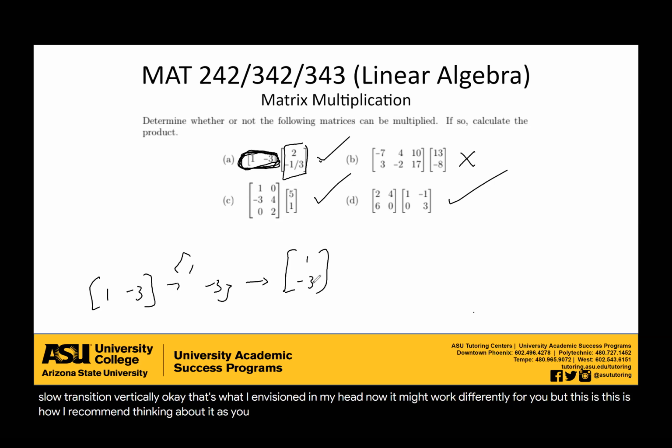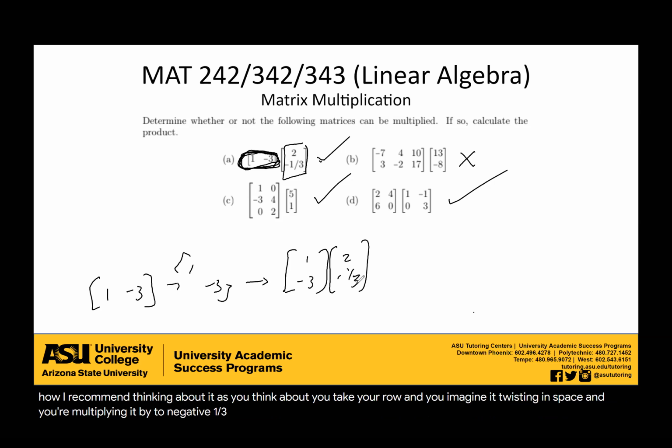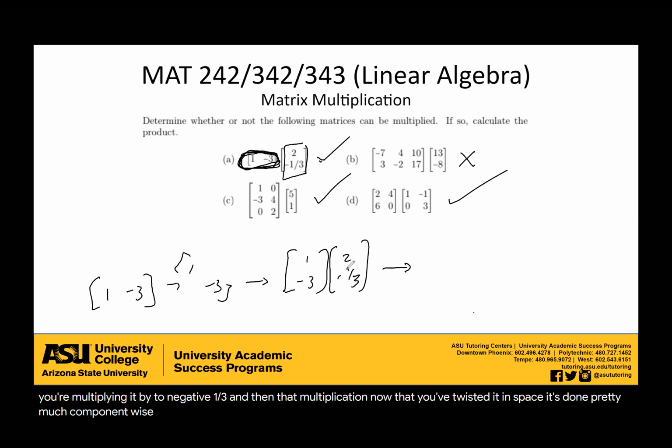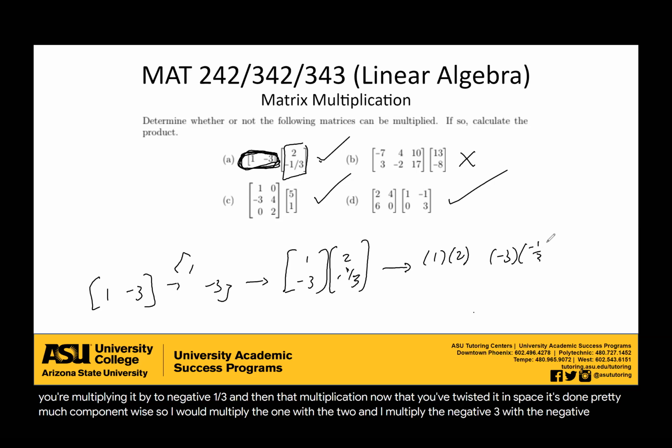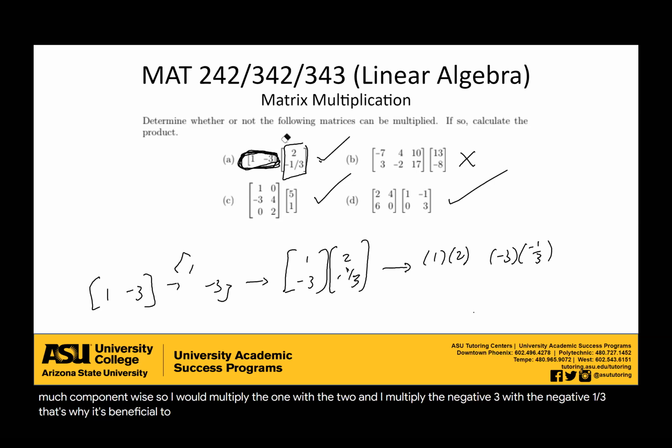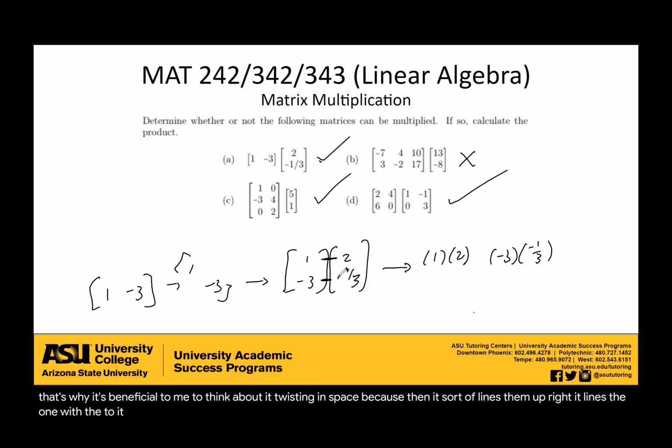As you think about it, you take your row and you imagine it twisting in space, and you're multiplying it by 2, -1/3. And then that multiplication, now that you've twisted it in space, is done pretty much component-wise. So I would multiply the 1 with the 2, and I'd multiply the -3 with the -1/3. That's why it's beneficial to me to think about it twisting in space, because then it sort of lines them up, right? It lines the 1 with the 2, and it lines up the -3 with the -1/3.